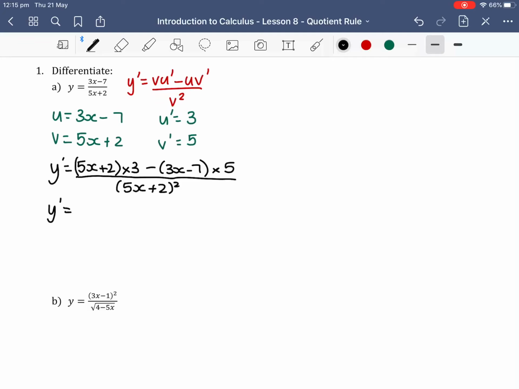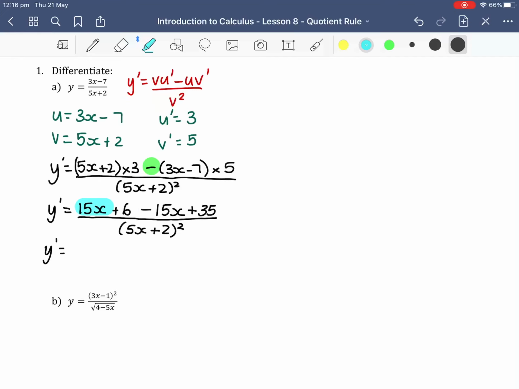So we have y dash equals, we're going to multiply our 3 into our bracket. So 3 times 5x is 15x, plus 3 times 2 is 6, minus our 5 times 3 is 15x, and then our 5 times 7 times this minus out the front, which can trick some people up, is going to be plus 35, all over our bottom of 5x plus 2 all squared.